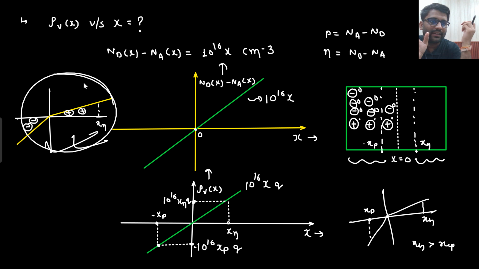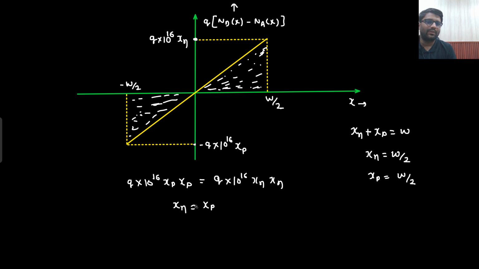I don't need to mug up anything. The only thing I need to remember is that my matter of concern would be that I draw ND minus NA, then I multiply with Q. My target would be that I always make positive charge equal to negative charge. That's it. And from there I would get the relation between Xn and Xp. Is that understandable to you or not? Surely it is understandable.